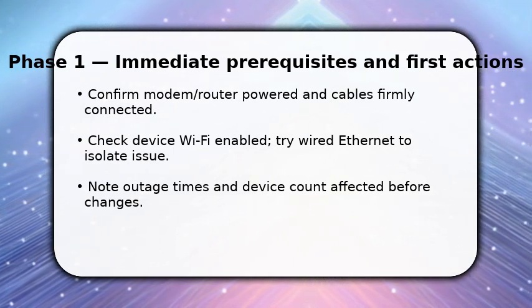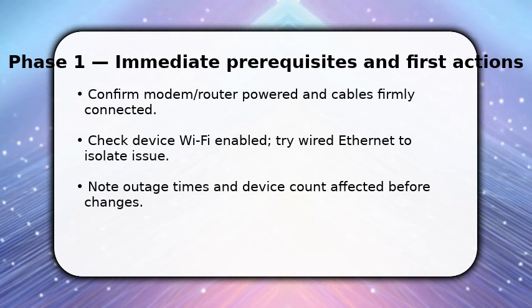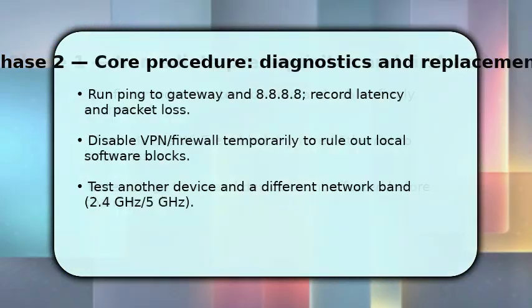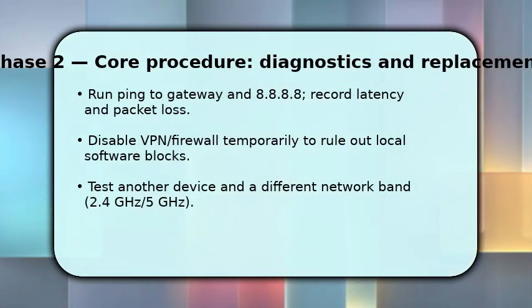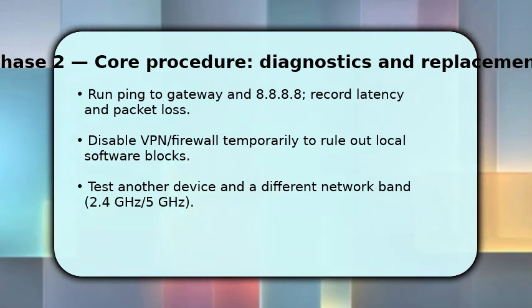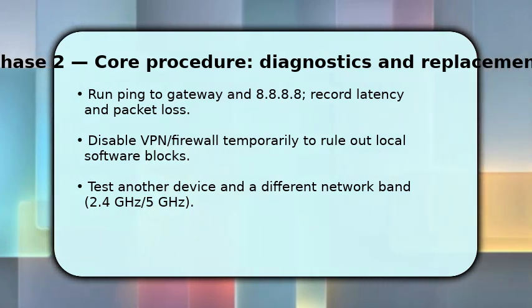Now you perform targeted diagnostics. Ping the router, then a public IP like 8.8.8.8 to compare latency and packet loss. This separates local LAN issues from upstream outages.